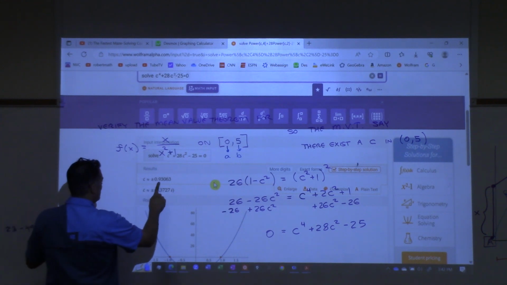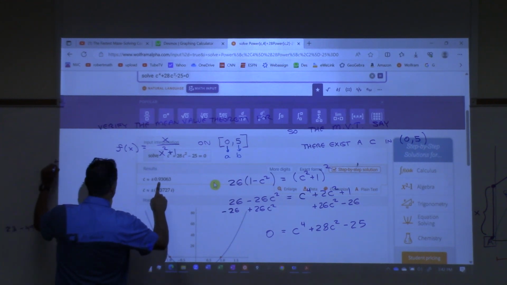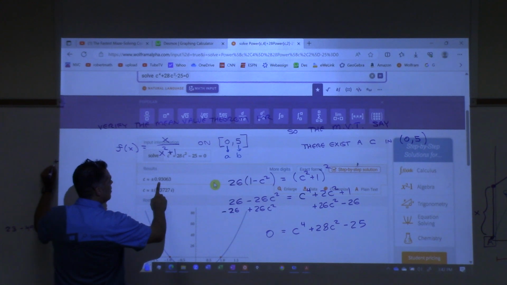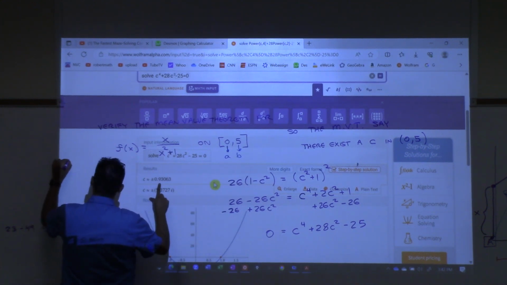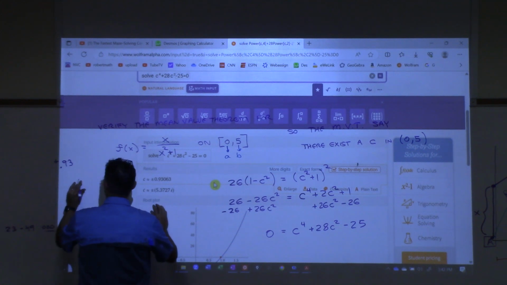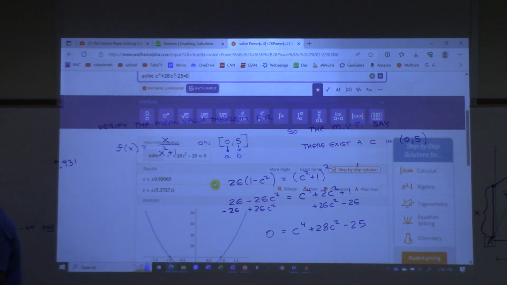So it's looking like the only ones that really matter to us are the plus, plus, because our interval is between 0 and 5, right? So plus 0.93, plus 0.931, something like that. Okay? Let's check. I'm going to go back to the graph that I had here.